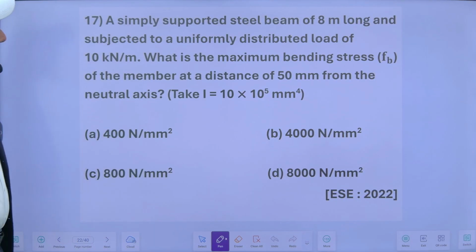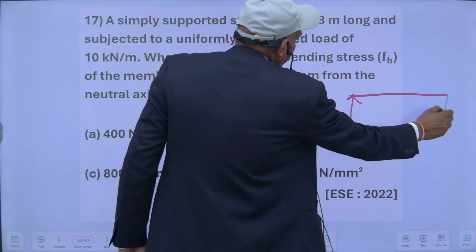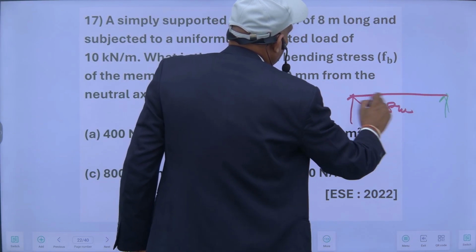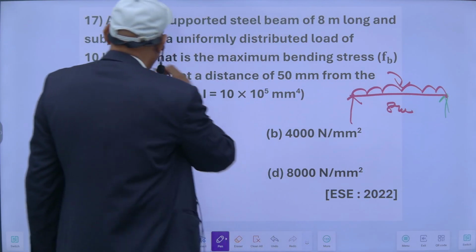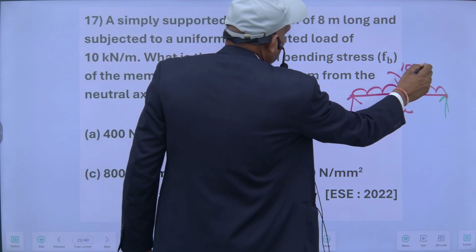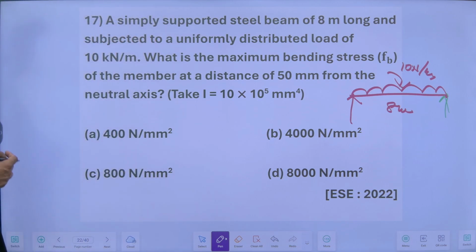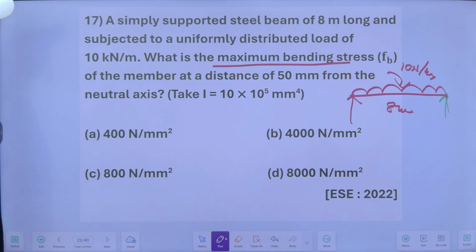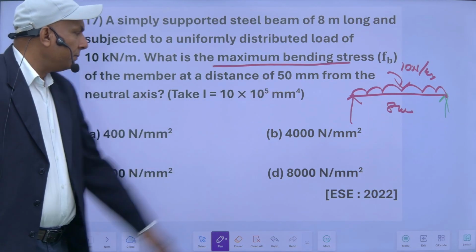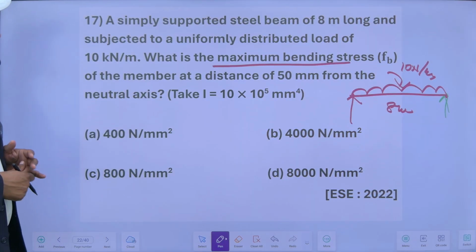A simply supported steel beam of 8 meter long and subjected to a UDL. This is a simply supported beam, 8 meter long. It's carrying a UDL of 10 kilonewton per meter. What is the maximum bending stress of the member at a distance of 50 mm from the neutral axis?